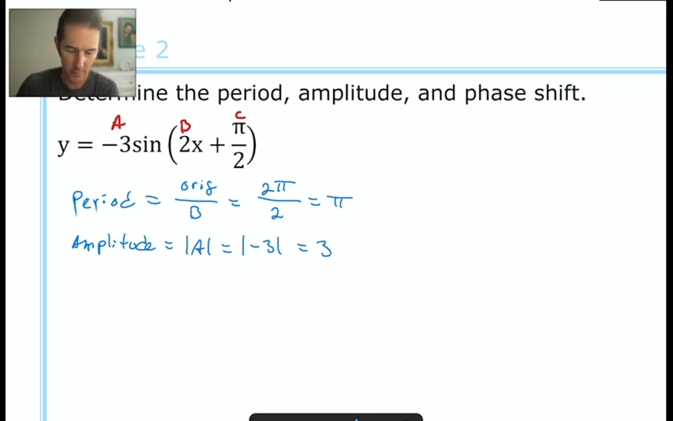Amplitude got larger. And for a phase shift, PS for phase shift, that is equal to c divided by b. Now be careful here. What is the c value? You're looking at the equation and you're thinking, really? This is the question that he's going to put to us? All right, you're so smart. What's the c value? If you said pi over 2, you're incorrect. The c value is actually negative pi over 2.